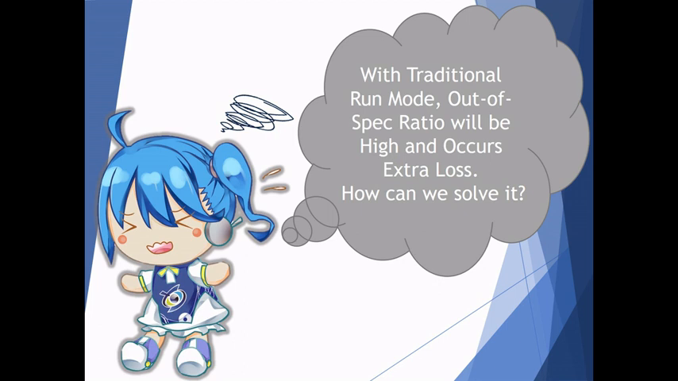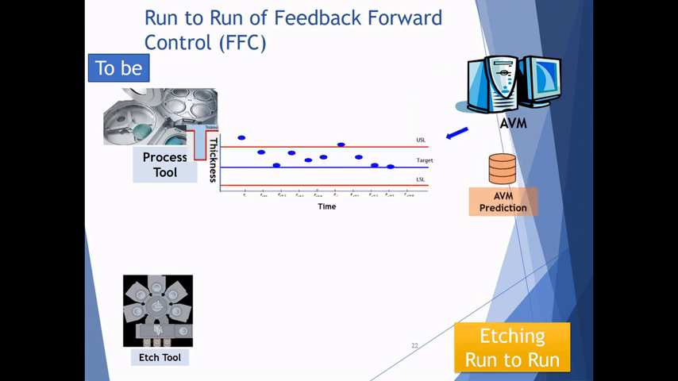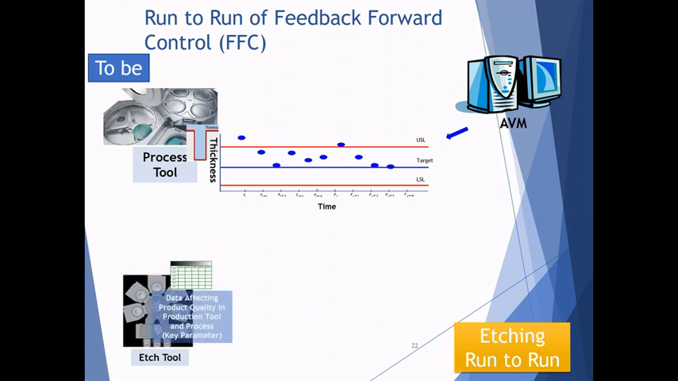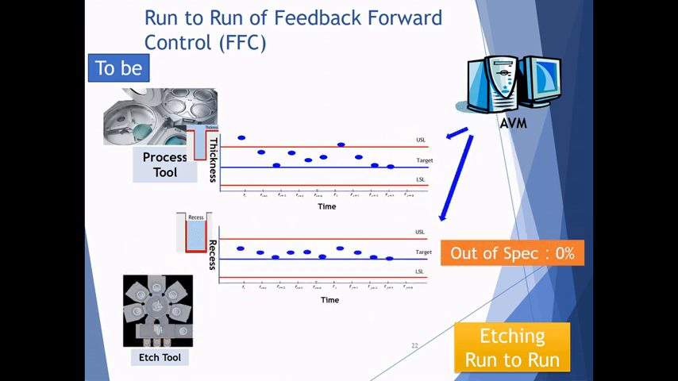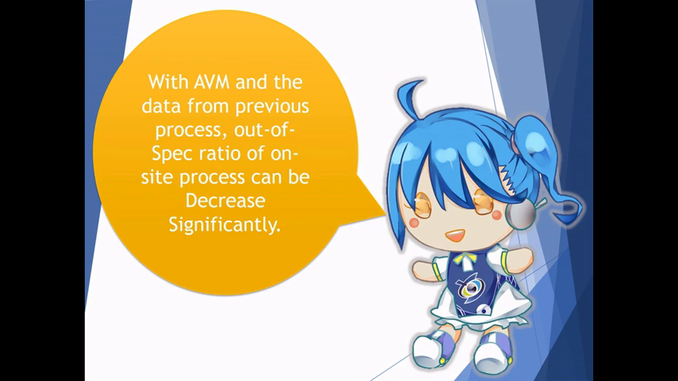How can we solve it? With AVM, the data affecting product quality in the tool and process from the previous process will generate a predicted value and pass it to the on-site run-to-run. This value can help run-to-run control adjust the recipe based on the condition of each piece of wafer. With AVM and the data from the previous process, the out-of-spec ratio of the on-site process can be decreased significantly.